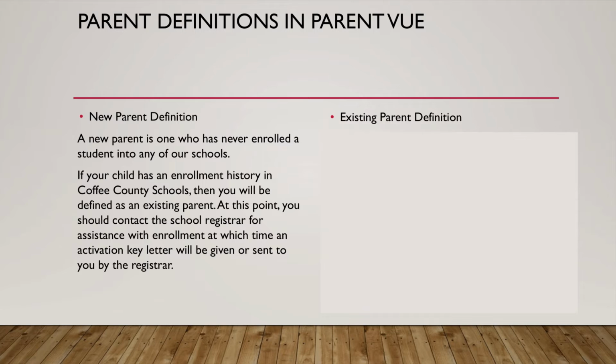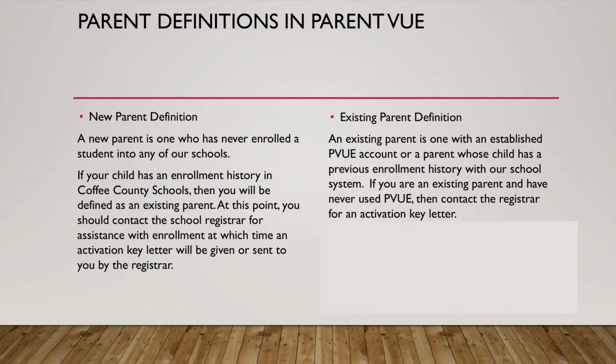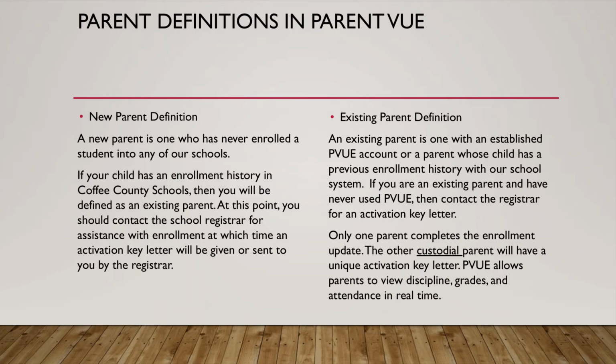An existing parent definition: an existing parent is one with an established Parent View account or a parent whose child has a previous enrollment history with our school system. If you're an existing parent and have never used Parent View, then contact the registrar for an activation letter. Only one parent completes the enrollment update. The other custodial parent will have a unique activation key letter. Parent View allows parents to view discipline, grades, and attendance in real time.